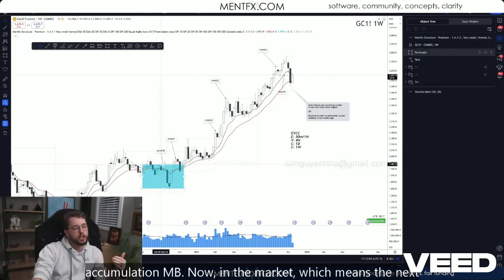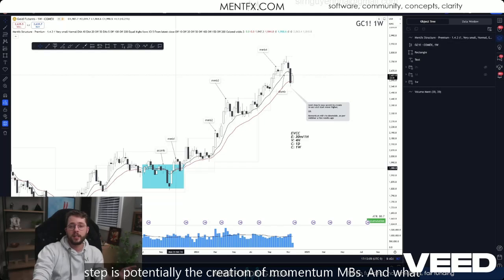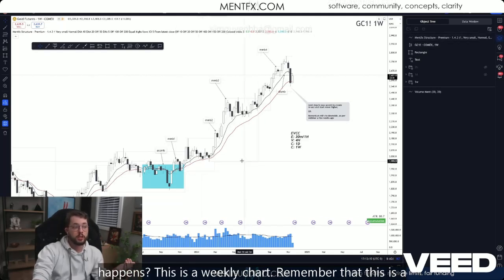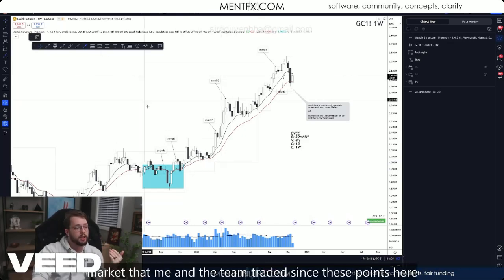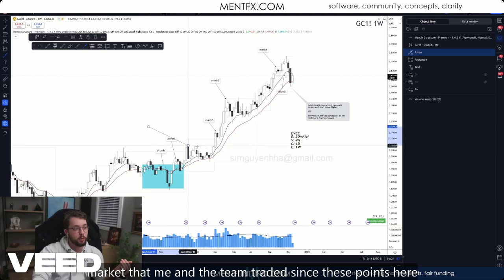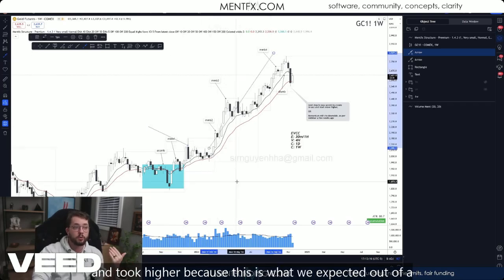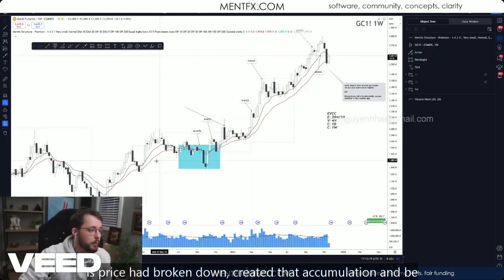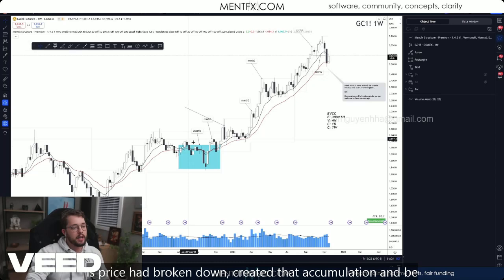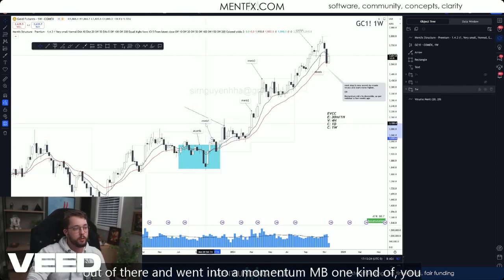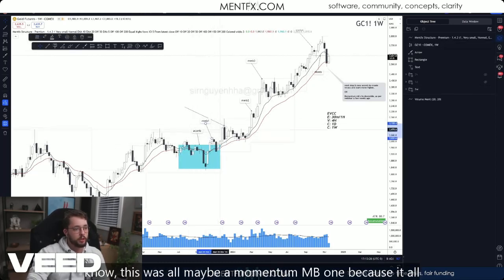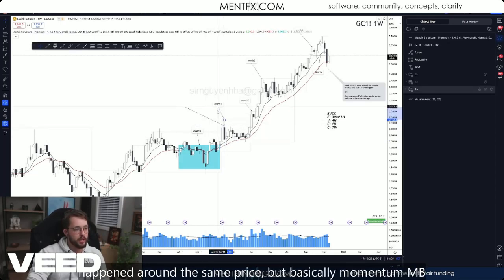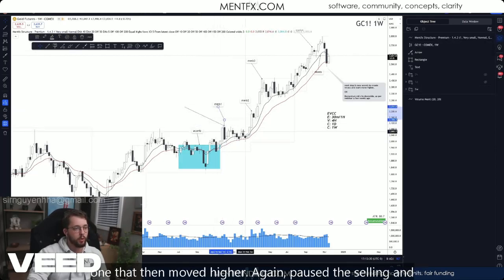But that's an accumulation MB now in the market, which means the next step is potentially the creation of momentum MBs. And what happens? This is a weekly chart. Remember that. This is a market that me and the team traded since these points here and took higher because this is what we expected out of a move that was proving to be bullish, right? So what happened is price had broken down, created that accumulation MB out of there, and went into a momentum MB1, kind of, this was all maybe a momentum MB1 because it all happened around the same price, but basically momentum MB1 that then moved higher, again, paused.